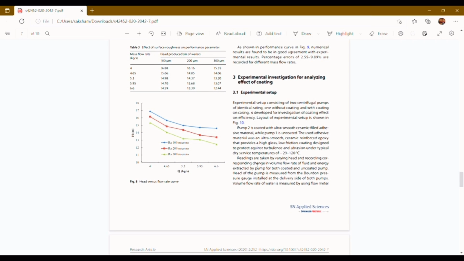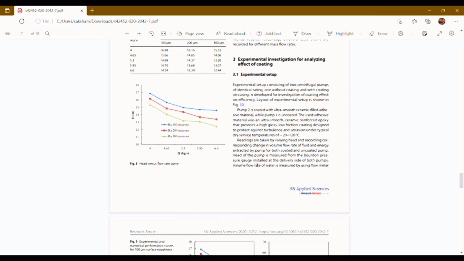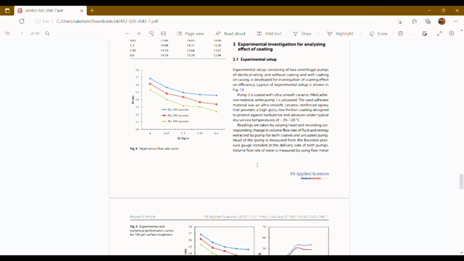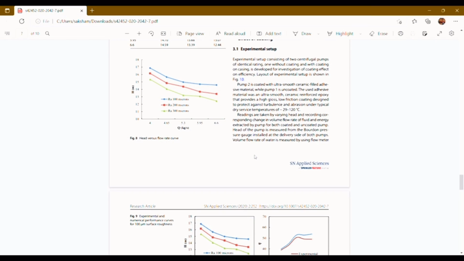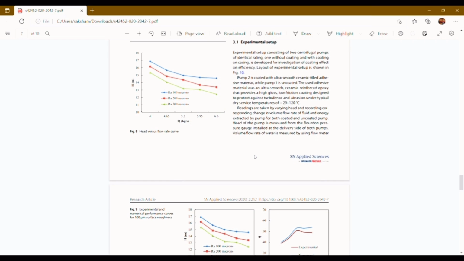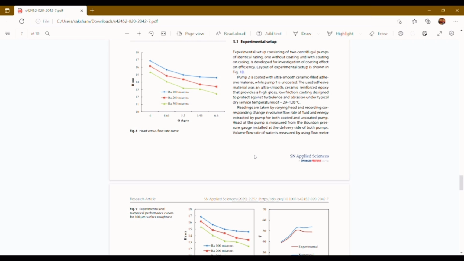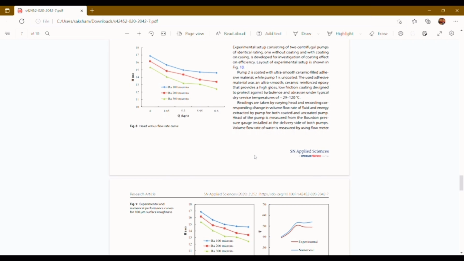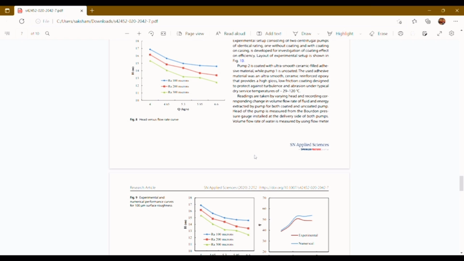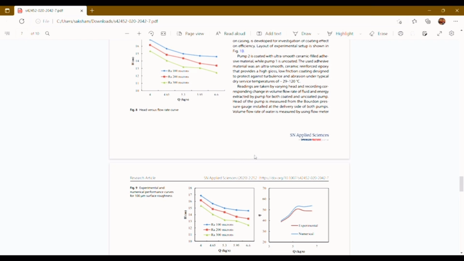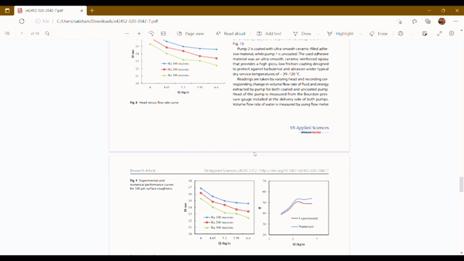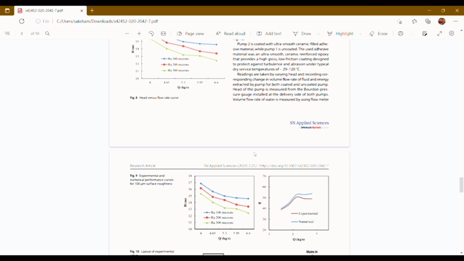We show the curve of head versus flow rate diagram. Pump 2 is coated with ultra smooth ceramic filled adhesive material while pump 1 is uncoated. The adhesive material used was an ultra smooth ceramic reinforced epoxy that provides a high gloss, low frictional coating designed to protect against turbulence and abrasion under typical dry service temperature of -29 to 120 degrees Celsius. Readings are taken by varying head and recording corresponding changes in volume flow rate of fluid and energy extracted by the pump.